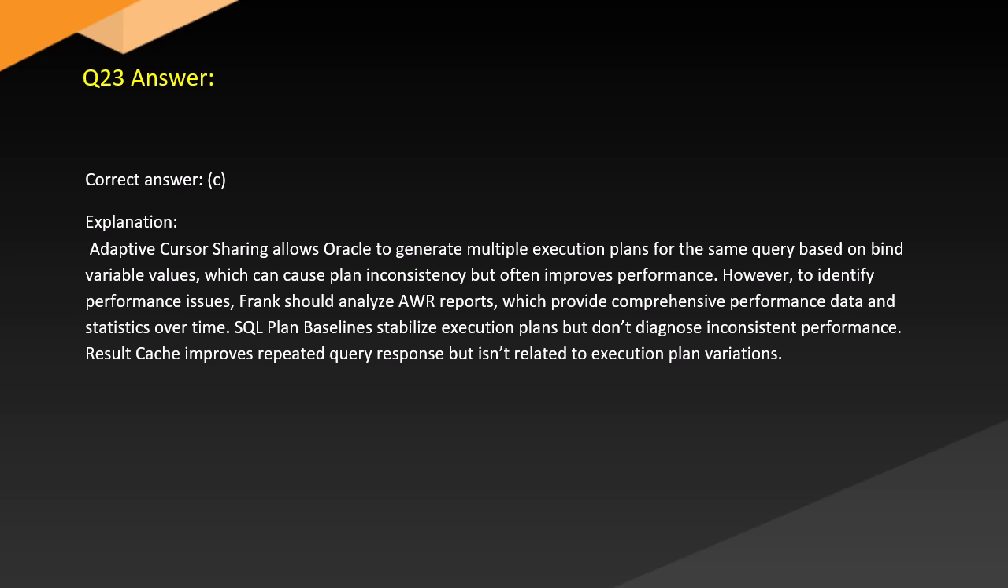Answer. Correct answer, C. Explanation. Adaptive cursor sharing allows Oracle to generate multiple execution plans for the same query based on bind variable values, which can cause plan inconsistency but often improves performance. However, to identify performance issues, Frank should analyze AWR reports, which provide comprehensive performance data and statistics over time. SQL plan baselines stabilize execution plans but don't diagnose inconsistent performance. Result cache improves repeated query response but isn't related to execution plan variations.